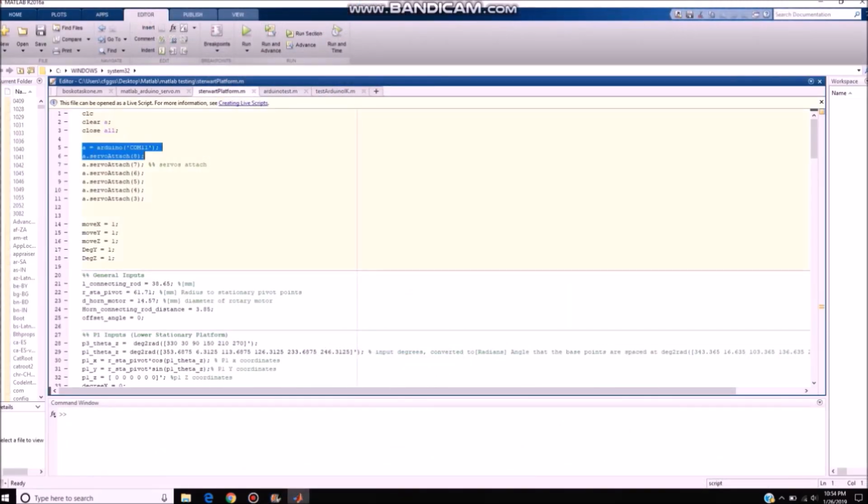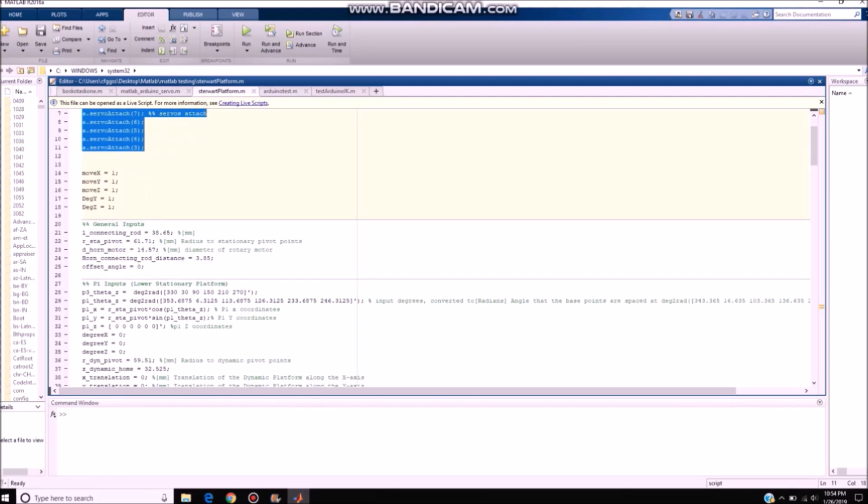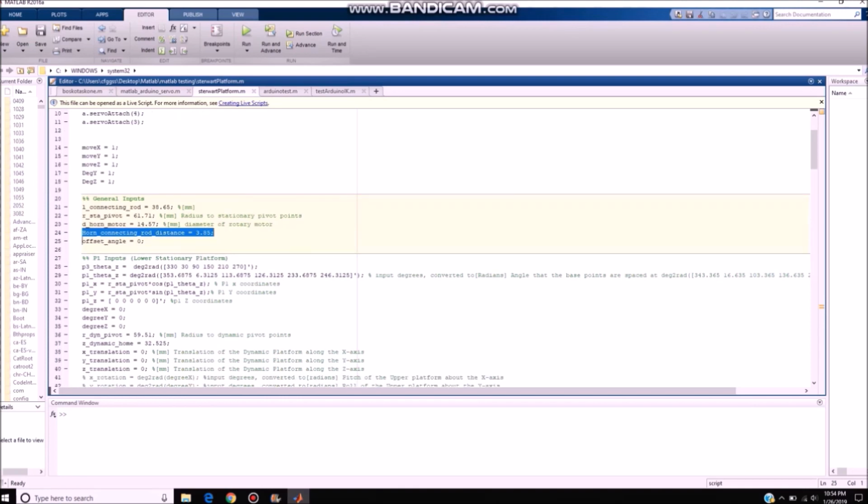First things first, we include everything. We have our servo, and then we attached our Arduino. These are just declarations: our connecting rod, our radius from our middle point to our point of pivot, the servo horn, and that tiny little distance from the servo horn to the tie rod. There's a screw, so there's an offset.